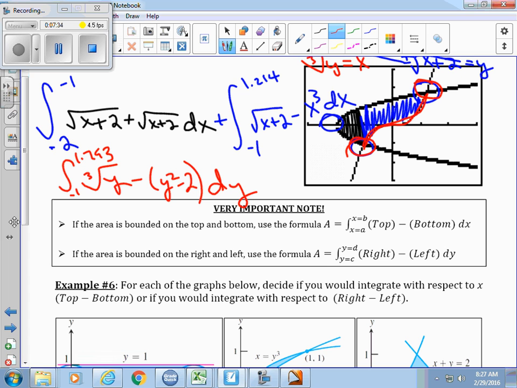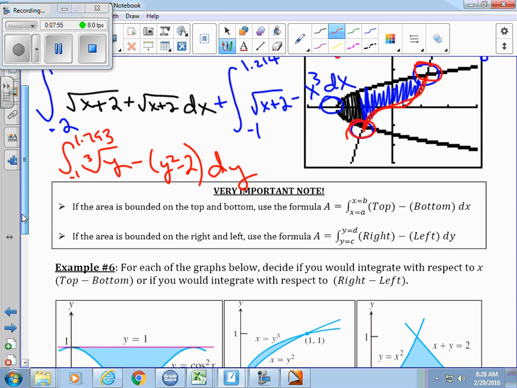If the area is bounded on the top and bottom, you can use the formula we've been using. However, if the area is easier bounded on the right and the left, then you can use a formula with dy. So I want to look at a few examples and make the decision which one would be easier. Another mental note I want to point out is you see how this equation, one of them was already solved for x? That's a good hint that maybe a dy is maybe easier, maybe not.